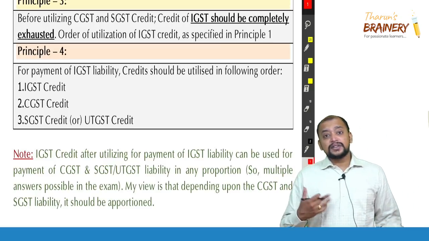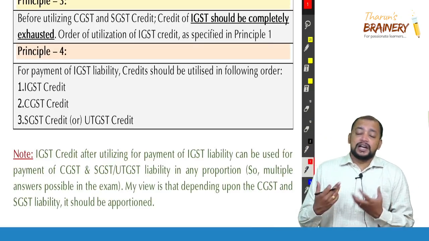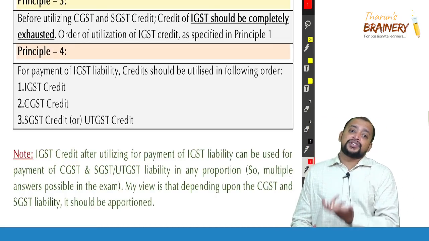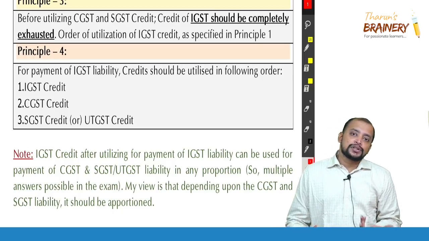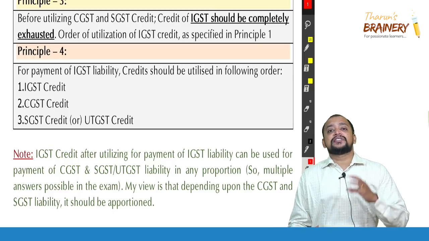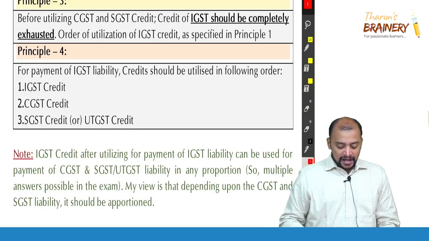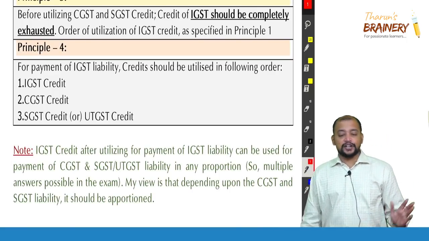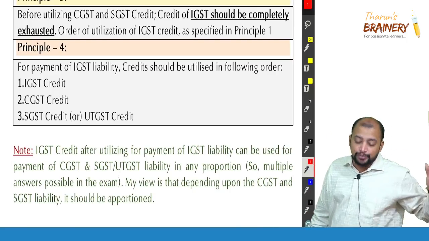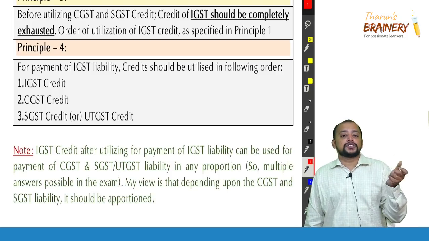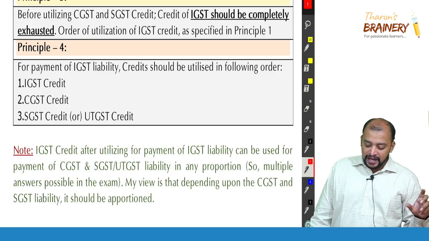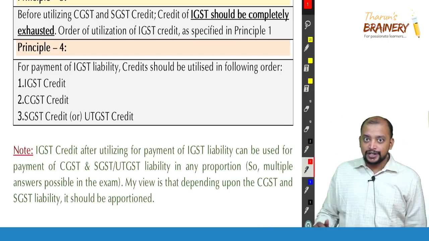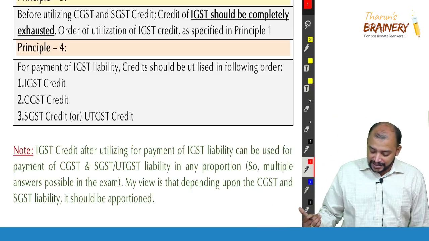And when I have multiple liabilities, but the credit is IGST credit, I can use it first for IGST liability. In what manner I need to use it depends. So alternative answers exist in that particular ratio. IGST credit, after utilizing for payment of IGST liability, can be used for payment of CGST and SGST liability in any proportion. So multiple answers are possible in the exam. Please be careful. My view is that depending upon CGST and SGST liability, it should be apportioned so that the cash outflow gets minimized.